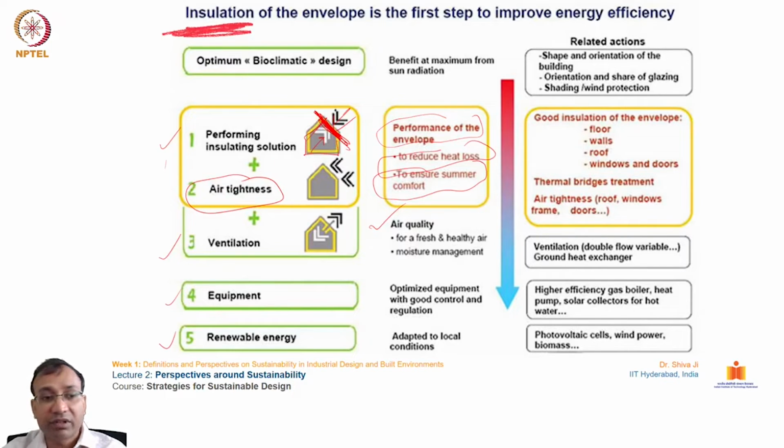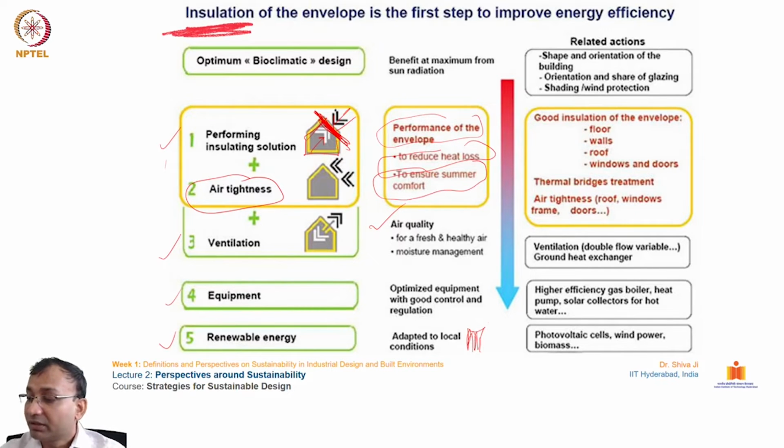The next one talks about optimized equipment with good control and regulation. So this one talks about controlling the equipment and controlling the regulations of it. And the last one talks about being adapted to local conditions. So how, in the local conditions, we can redesign our conventional design elements in the buildings, and we can improve upon this.